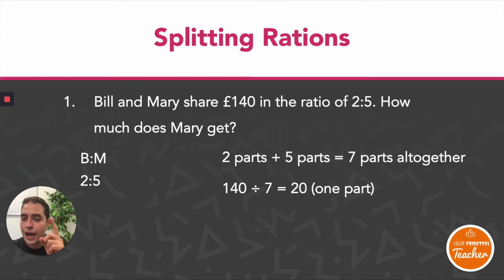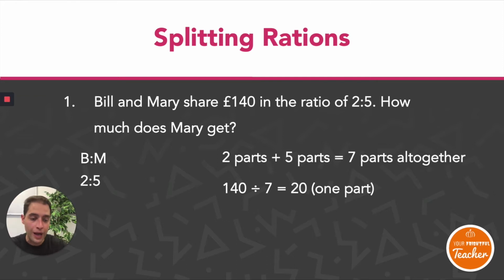So in order to work out 1 part, we need to know the total value, and that's given to us in the question. We know it's £140. So we need to divide the total value by the number of parts. So it's 140, which is that total value, divided by the number of parts, 7. So 140 divided by 7 equals 20. So the value of 1 part is 20.